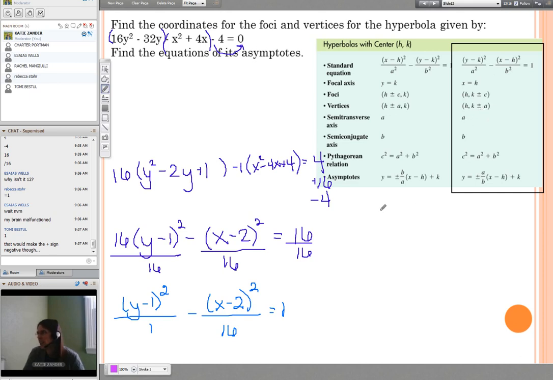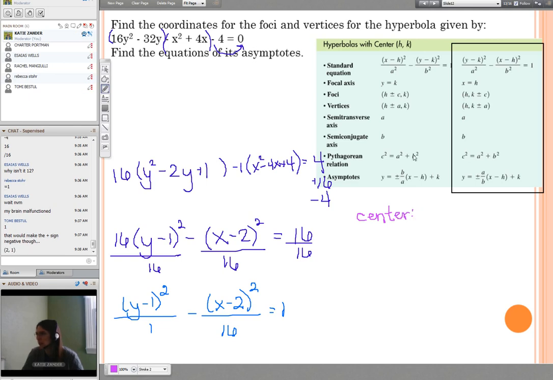Let's start with the center. That one is going to be easy to find. What's the center of this hyperbola? Yep. Although it didn't ask us to find that center, I still think it's important to label that.